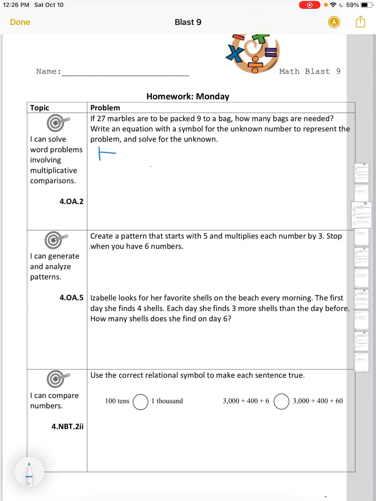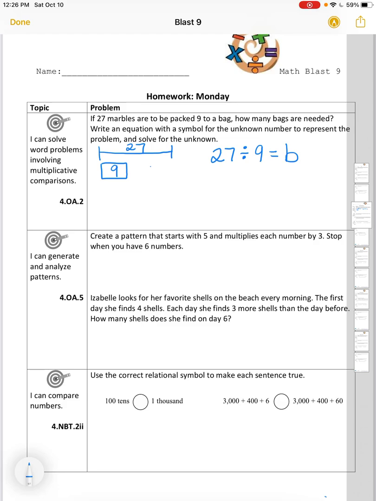So I know that we have 27 total marbles, and those marbles are being packed 9 to a bag. So I want to know how many bags I will need. That's a division problem. 27 marbles divided, or equally shared, 9 per bag, so that's the number in the group, is equal to B, the number of bags that we're going to need.